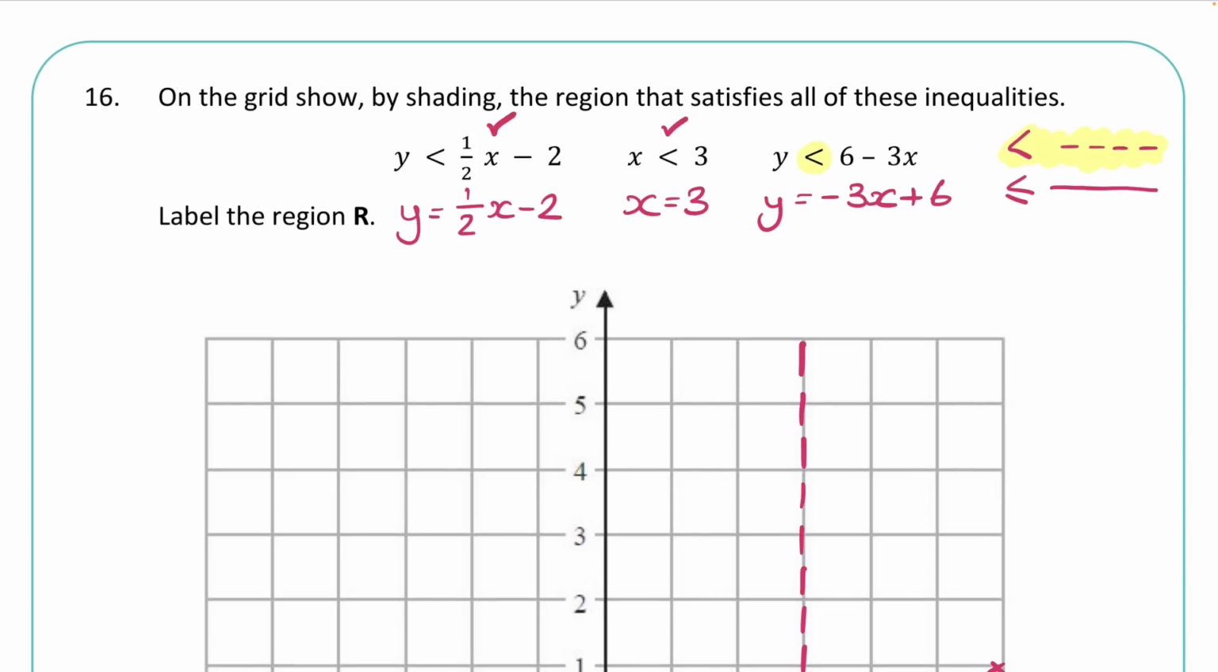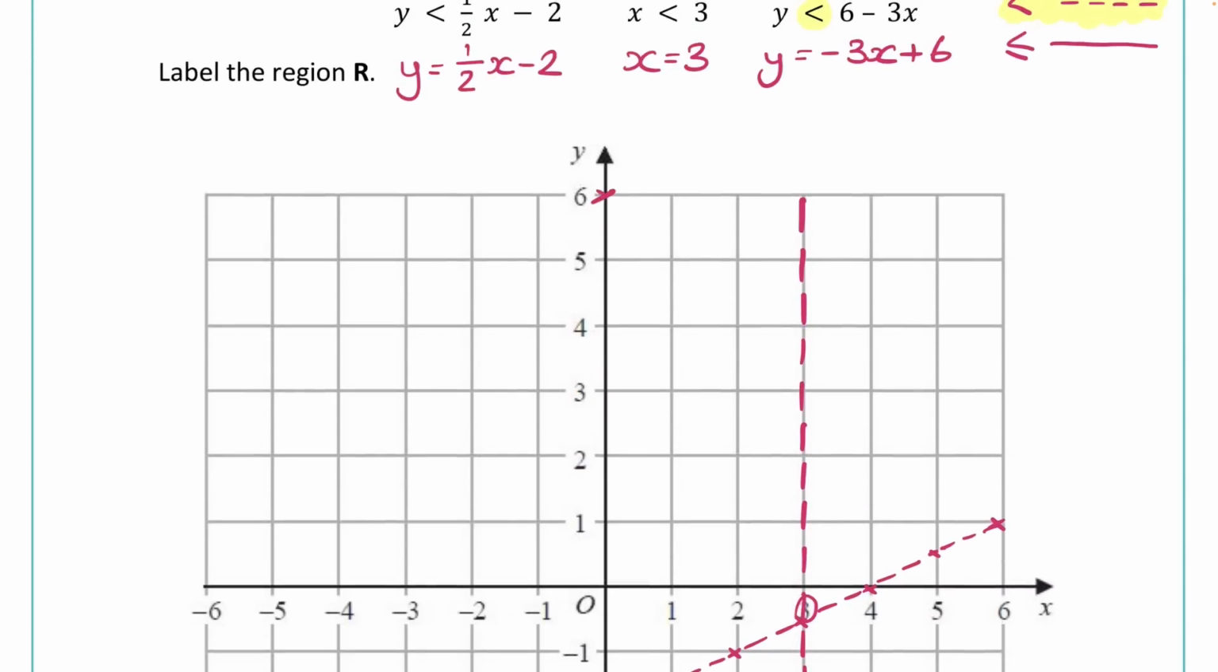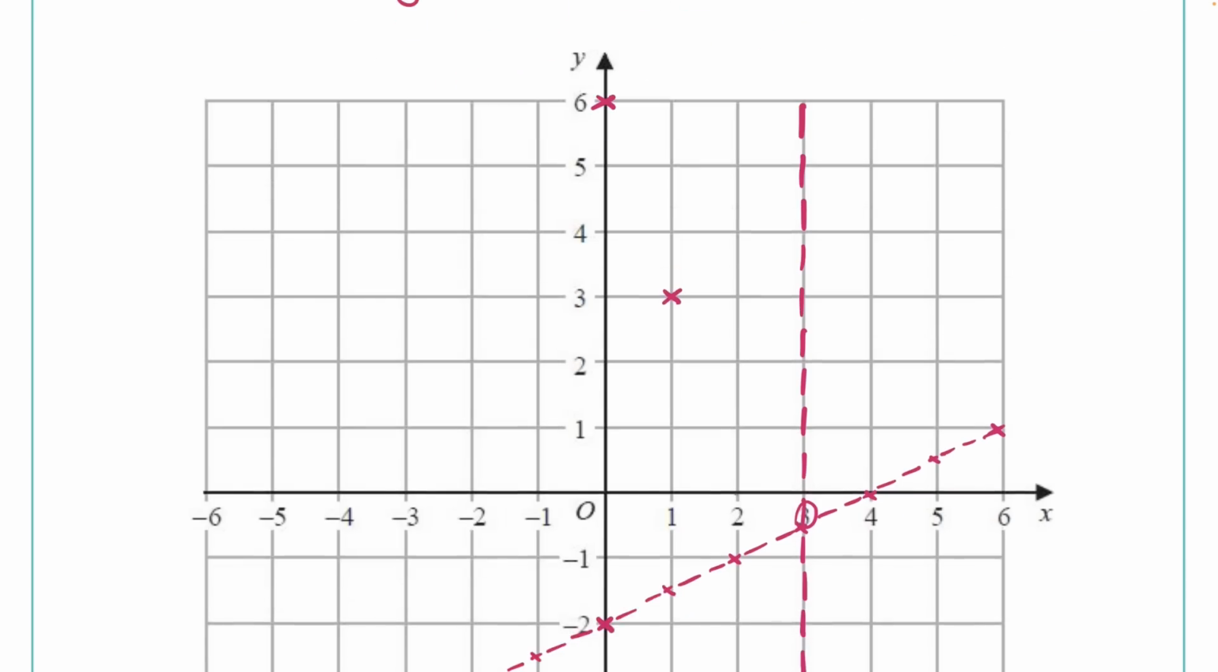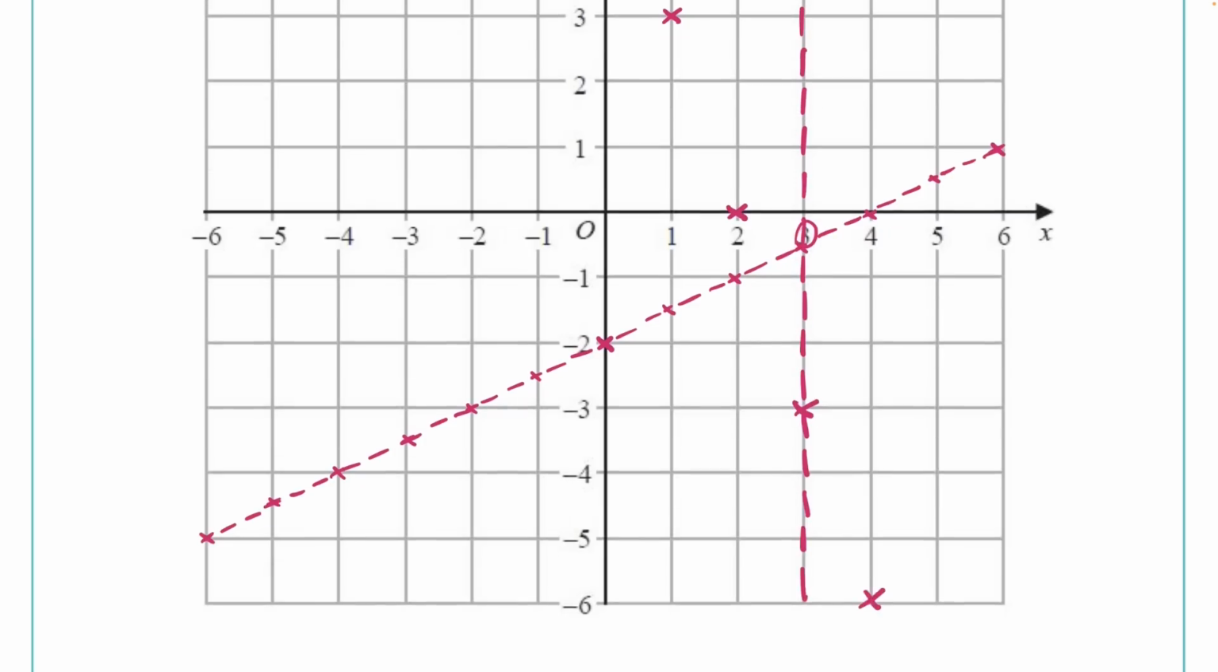So that one's done. And then on to the last one, negative 3x plus 6, which means my y-intercept starts at 6. And it has a gradient of negative 3, which means as I go 1 across, I go 3 down, which gets me to here. 1 across, 3 down, gets me to there. 1 across, 3 down, 1 across, 3 down.